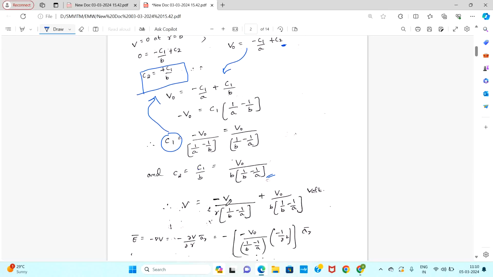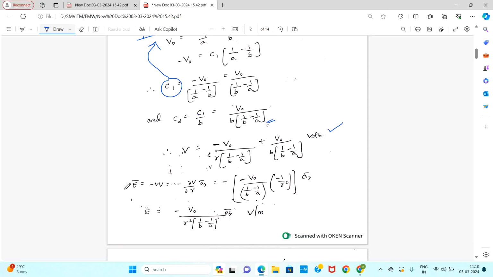Finally, I have the potential as minus V naught by R into 1 by B minus 1 by A plus V naught by B into 1 by B minus 1 by A. Okay, so I got the voltage equation. Next thing is I have to find out electric field intensity E, which is minus del V. So I have to take the gradient in spherical coordinate system and only the R component is considered because I have only conditions for R. There is no theta or phi in this.